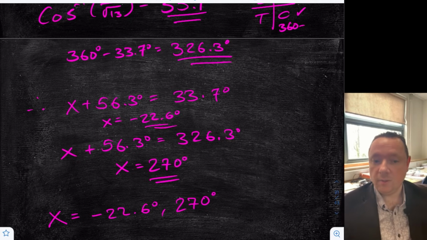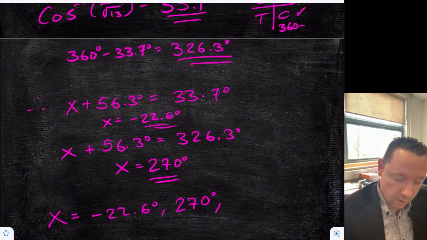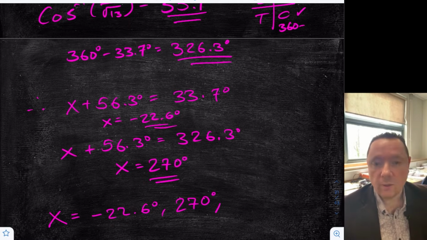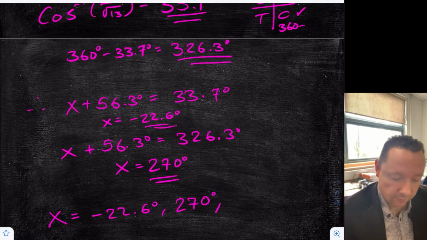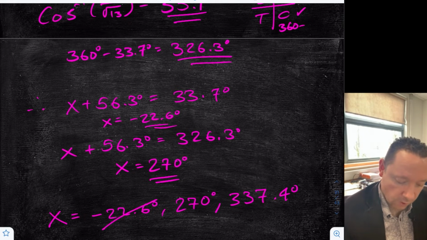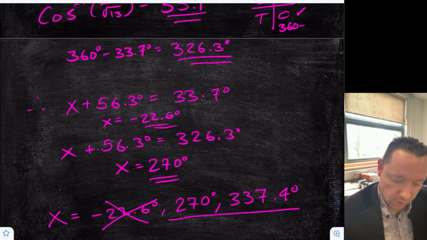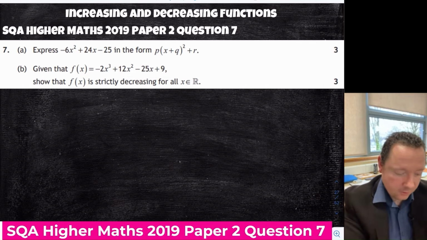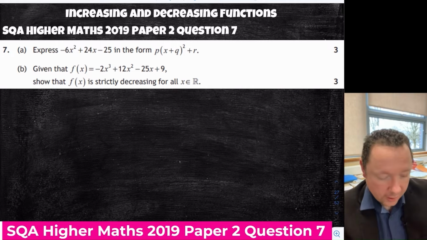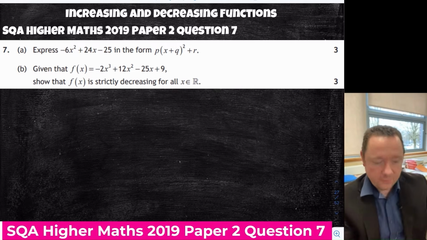out with the range, where it's 0 to 360. So to get another answer, we just take our lowest one and add 360 on. So 360 on from minus 22.6 is 337.4. Always check your range. And then, since that's out with the range, we just disregard that one, and that's our final answer. Increasing and decreasing functions, SQA Higher Maths, 2019, Paper 2, Question 7.